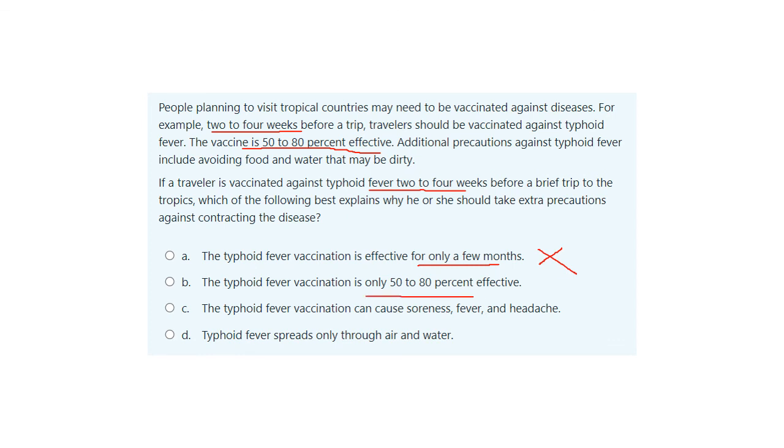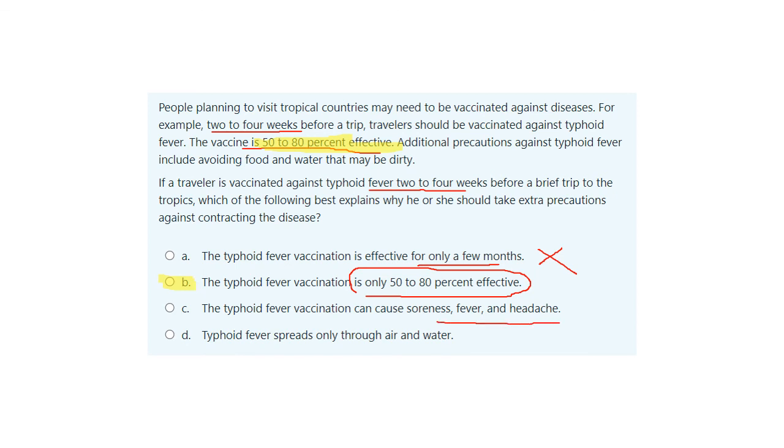If the vaccination is only 50 to 80% effective, it means it works 50 to 80% of the time. Between 20 and 50% of the time, it does not work. So because it doesn't work all of the time, other things also need to be done, such as avoiding dirty water and making sure that you eat in a clean place. So B is the correct answer. We have to take these extra precautions because the vaccination is not 100% effective.